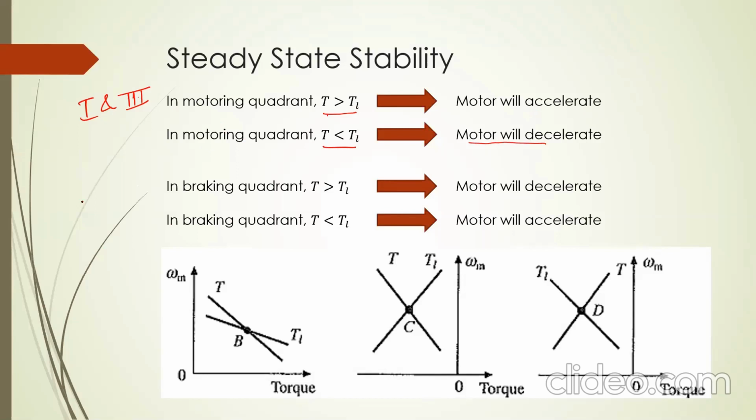Similarly, in braking quadrant, braking means second and fourth quadrant. In the second and fourth quadrant, what will happen? If T is greater than TL in braking quadrant, it indicates the machine will decelerate. It is exactly opposite. In motoring, if T is greater than TL, the machine will accelerate, but in braking, if T is greater than TL, the motor will decelerate.